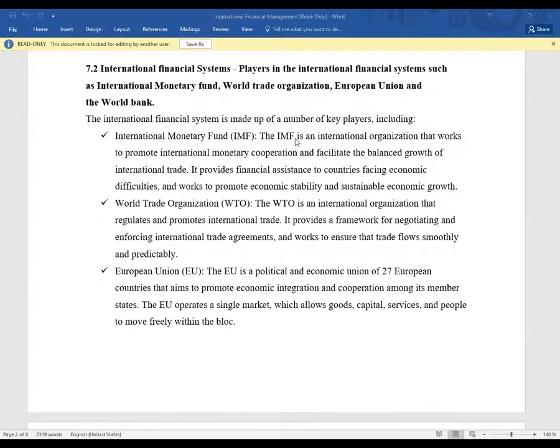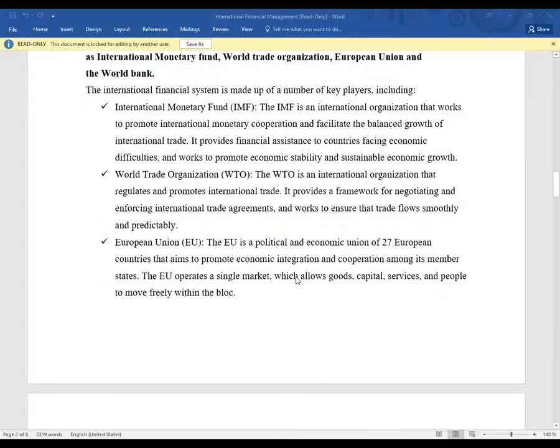Then we have the World Trade Organization, WTO. The World Trade Organization is an international organization that regulates and promotes international trade. They would want you to export and export and export. It provides a framework for negotiating and enforcing international trade agreements and works to ensure that trade flows smoothly and predictably. Then we have the European Union. The EU is a political and economic union of 27 European countries that aims to promote economic integration and cooperation among its member states. The EU operates a single market, which allows goods, capital, services, and people to move freely within the bloc.